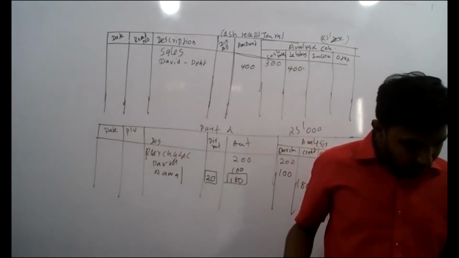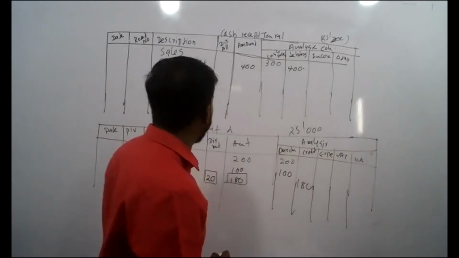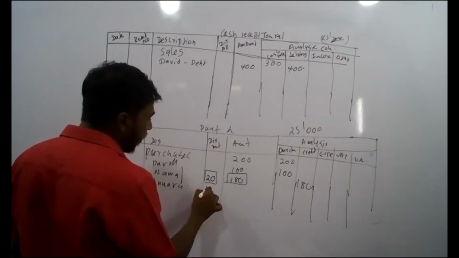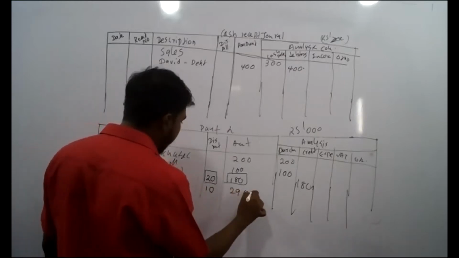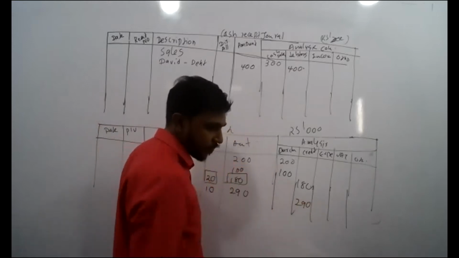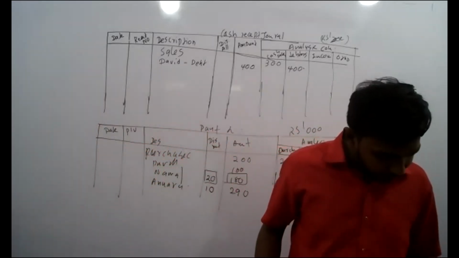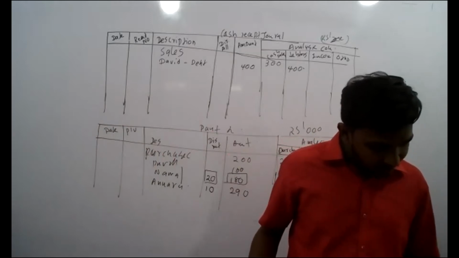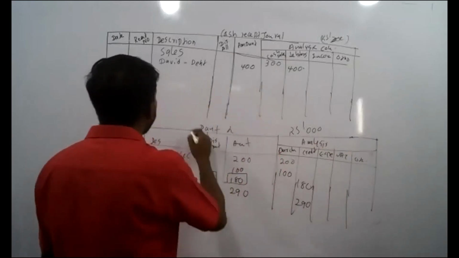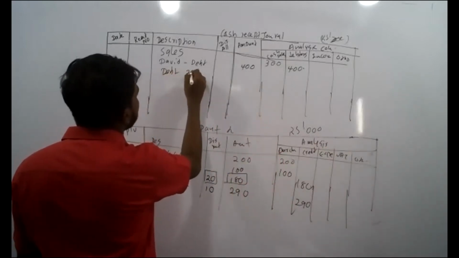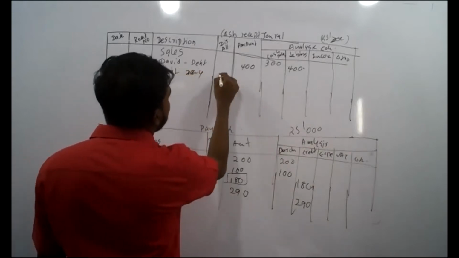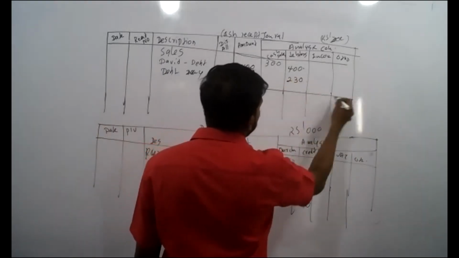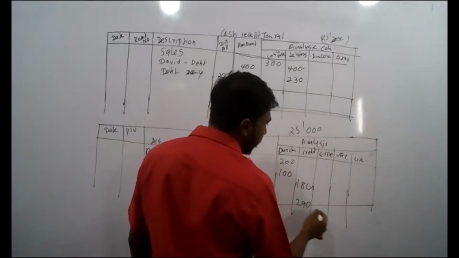Then payment to Anurag after receiving a 10,000 discount is 290. So cash payment is Anurag, discount received is 10, 290. So creditors is 290. Receipt of cash from Nayagam after allowing a 20,000 discount, 230. So debtor, Nayagam, amount is 230. So debtors is 230. That's all, right?